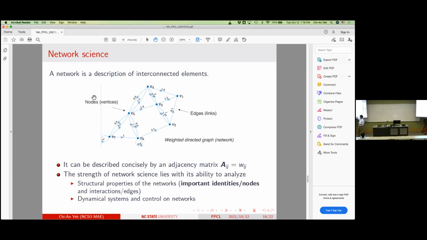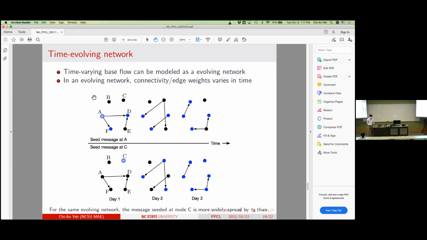You can describe this network in the so-called adjacency matrix, Aij, where each component Aij describes the influence from i to j. You sum over j, and that's the total influence from one individual to all the others. So that's probably one way to pin down the cool kids.